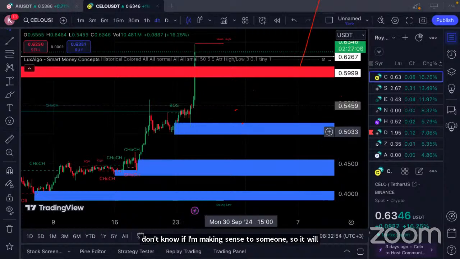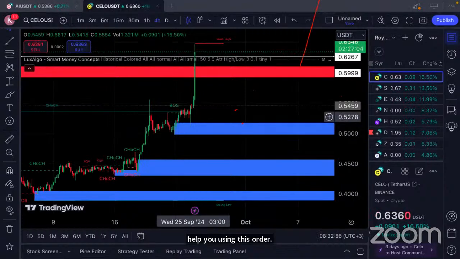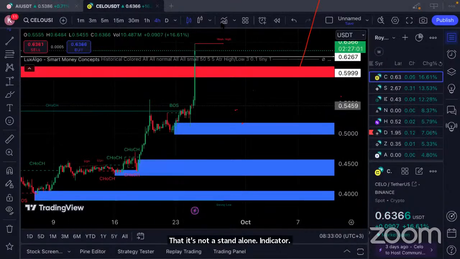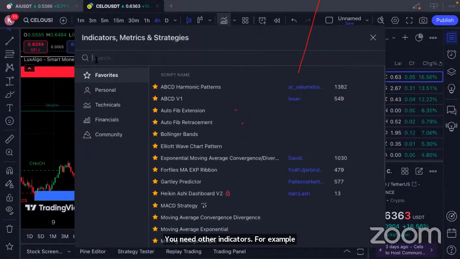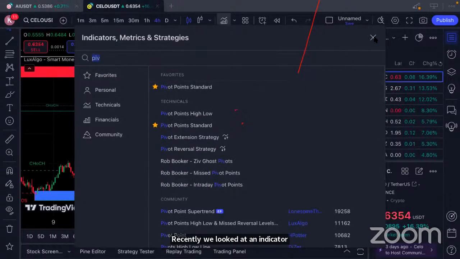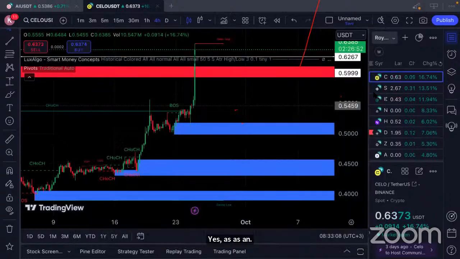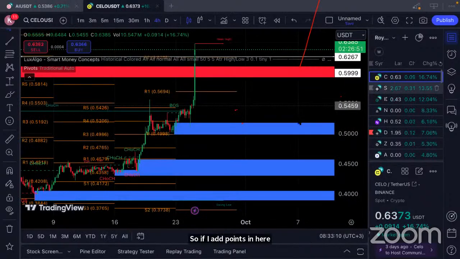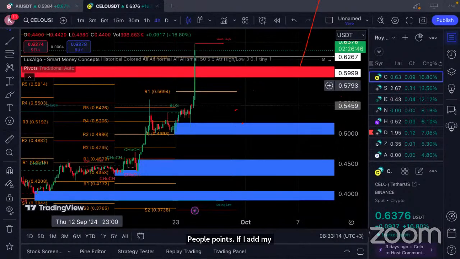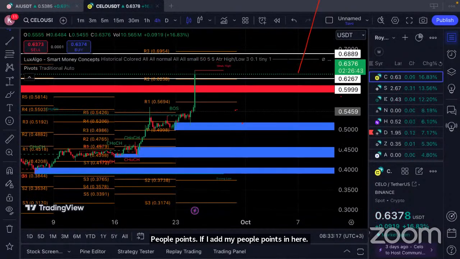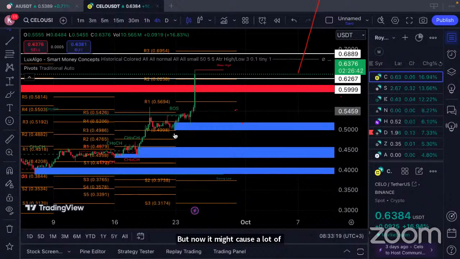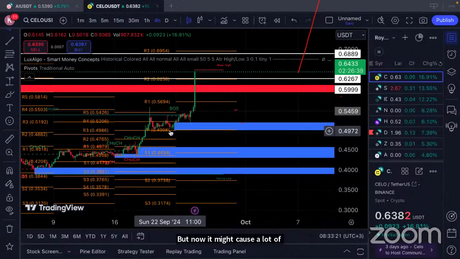I would say that it's not a standalone indicator. You need other indicators. For example, recently we looked at an indicator called pivot points, just as an example. So if I add my pivot points in here, it might cause a lot of confusion. You see, I would enter at the pivot here.